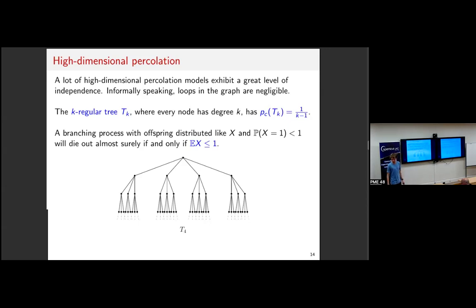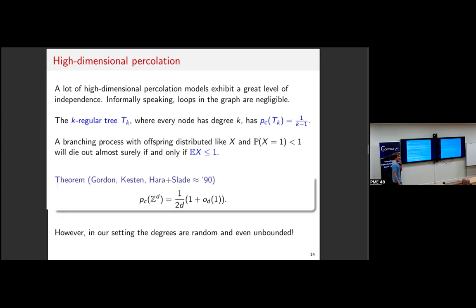And if you believe me, then the next result is maybe not so surprising. For the usual model that people study, the Z^d graph that I showed you at the beginning, how the critical probability behaves for large dimensions has been studied. Multiple authors showed this around the 1990s, with different proofs, and it's 1 divided by 2d. This maybe makes sense, because in Z^d every point has 2d neighbors. So if you believe me that it could look like a tree, then this would be the threshold that you would expect.